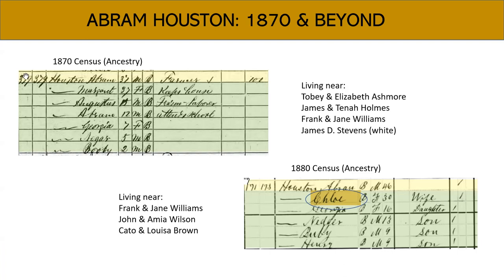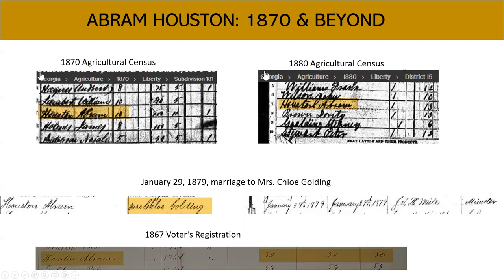For example, even though the neighbors are different, I know that Toby Ashmore died in 1877 and his wife remarried and moved. The name of the one white neighbor, James D. Stevens, gave me a rough idea where they all lived just because of my previous Liberty County research. I also checked the other common records for this place and time.